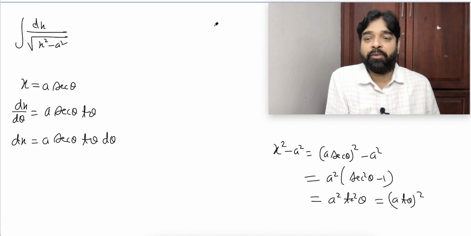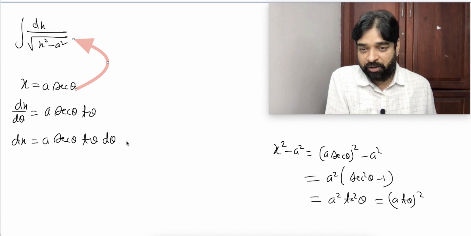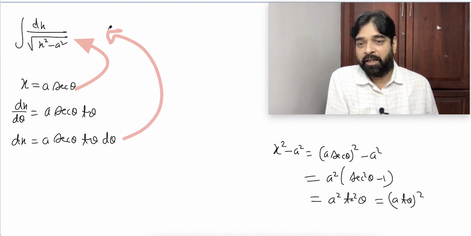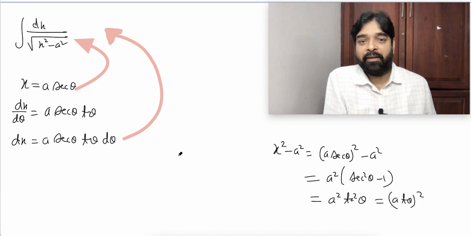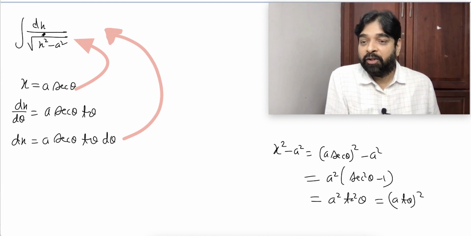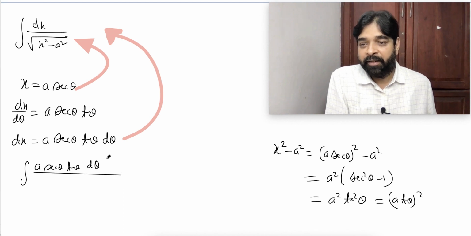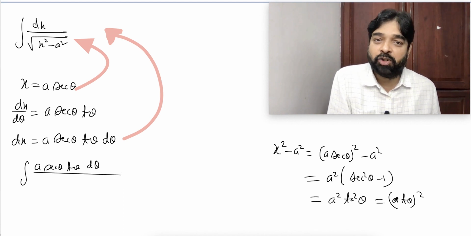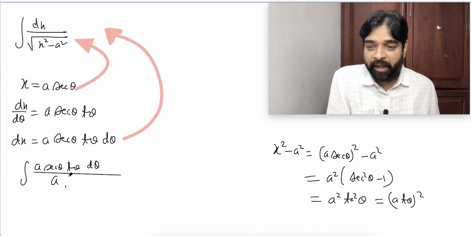Put both values here, in this as well as in this one; you should substitute this one also. So what will you get? A secant theta tan theta d theta divided by this value, which will become a tan theta whole square. The whole square and the root will kill each other. So what will come? A tan theta.